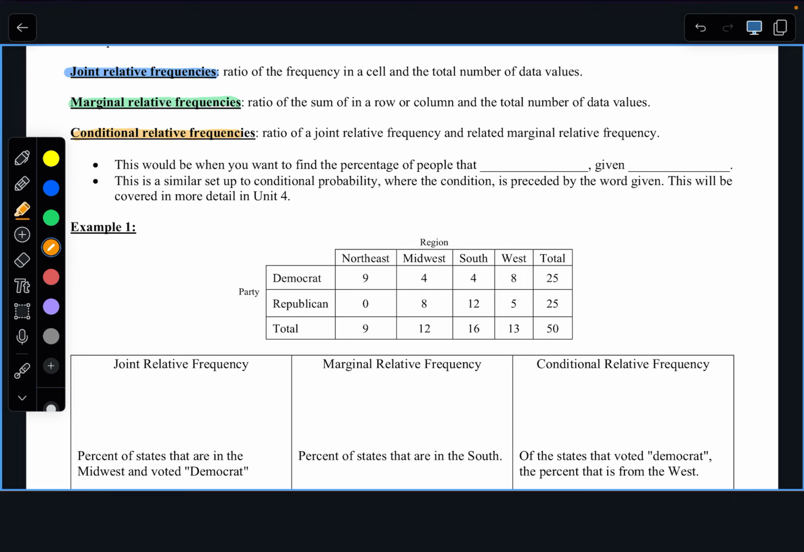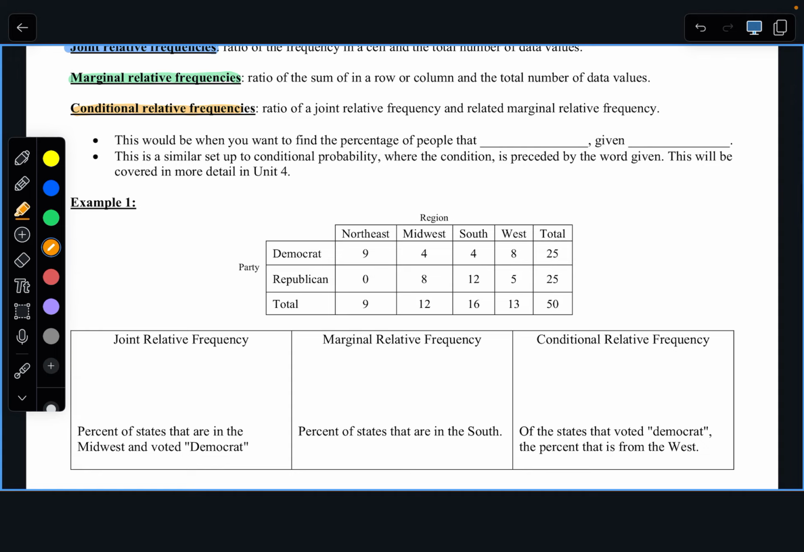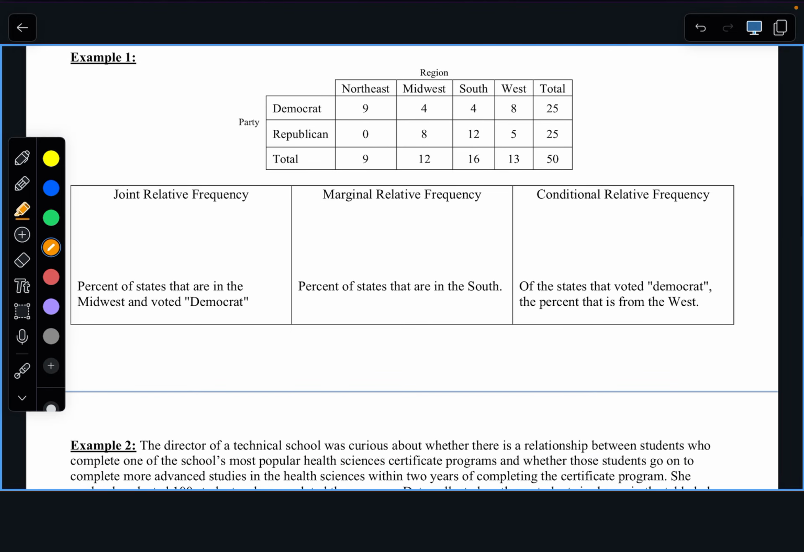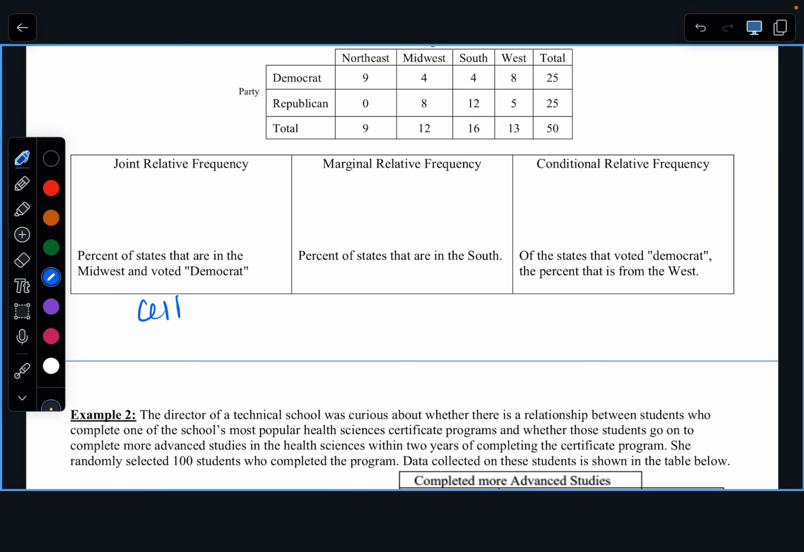A relative frequency, again, is only a percentage. So if you find the relative frequency of this, it's just the percentage of this happening. Now, there are 3, and I'm going to talk about them more in the context of the question. We have the joint relative frequency, and that is us taking a single cell over the table total. And typically for joint relative frequencies, you'll see the word "and" or "but." So what is the probability of selecting a Democrat state, but they're from the South? So both of those things happening at the same time.